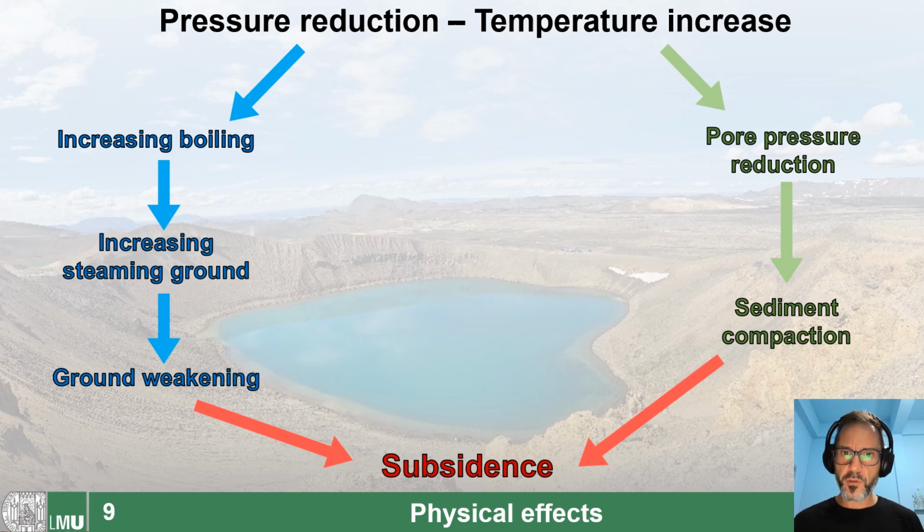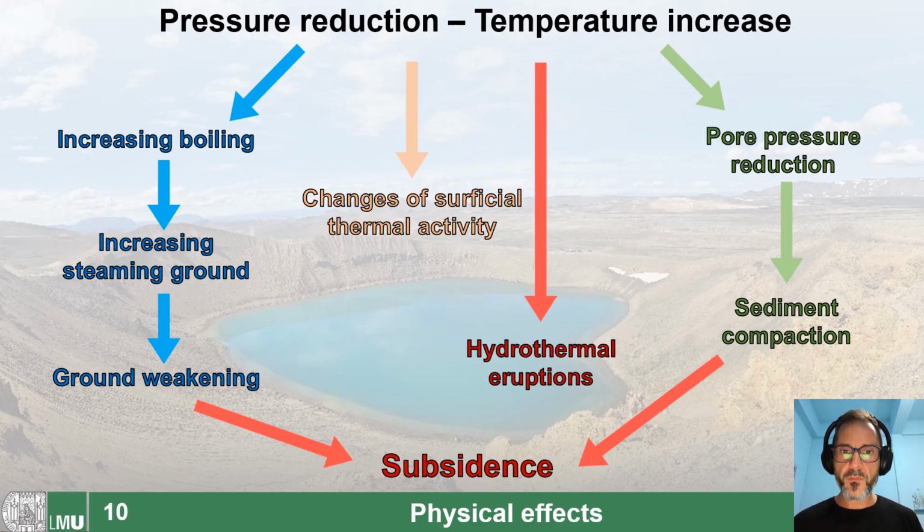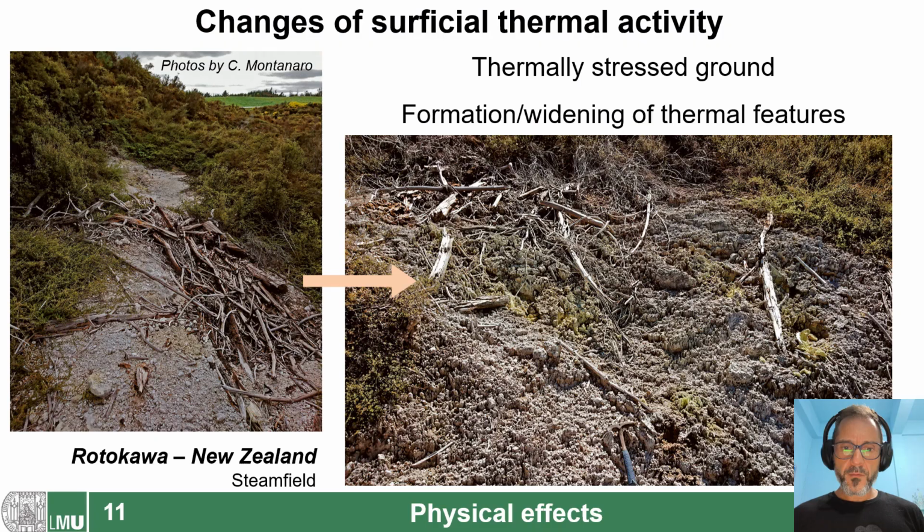Reduced pore pressure during fluid extraction, for instance, can cause sediment compaction, which combined with ground weakening can contribute to ground subsidence. Finally, changes in surface thermal activity, such as variation in fumarole or spring temperature, or the formation of new features, can also occur. In extreme cases, rapid decompression or sudden heating can even trigger hydrothermal eruptions.